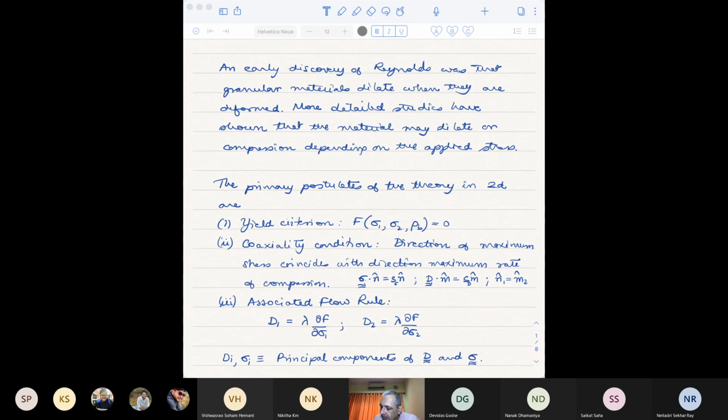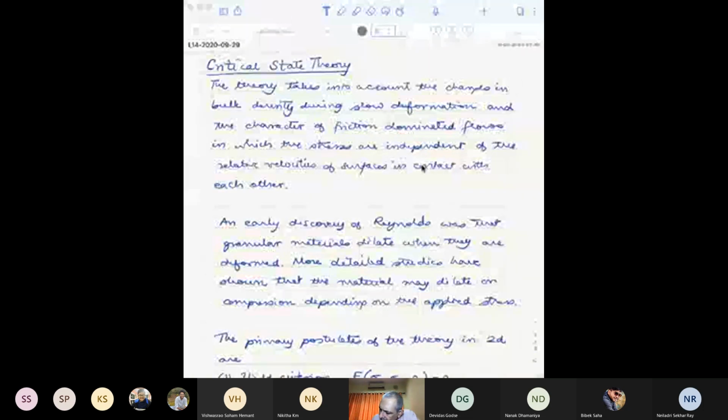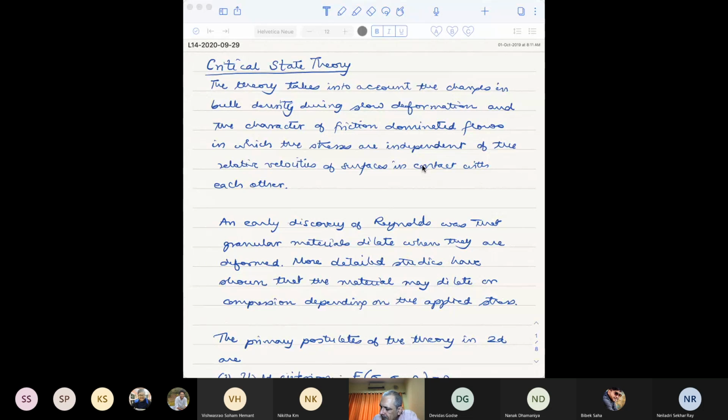I want to talk a little bit about this critical state theory. This is a theory for slow flows in which the variation of density and so forth, and how the yield criterion depends on the local density, and all these things are taken into account. So we can just write that down.